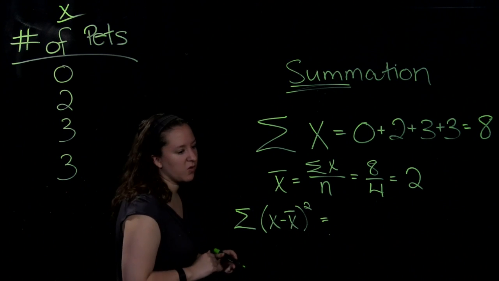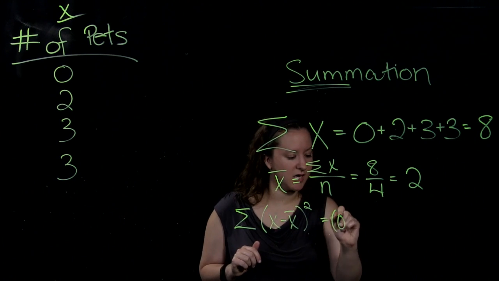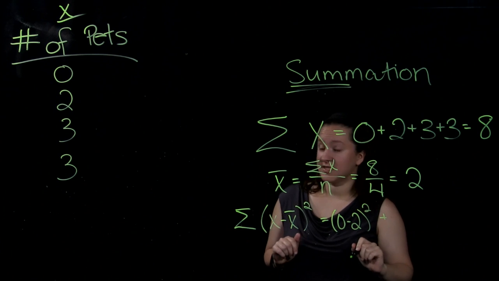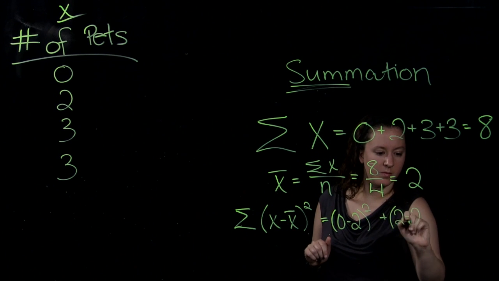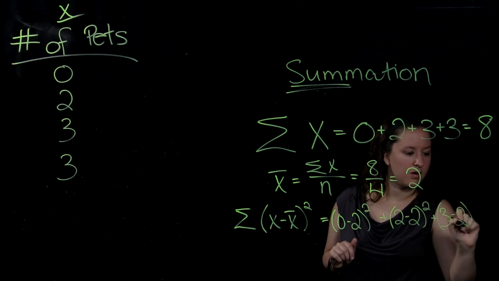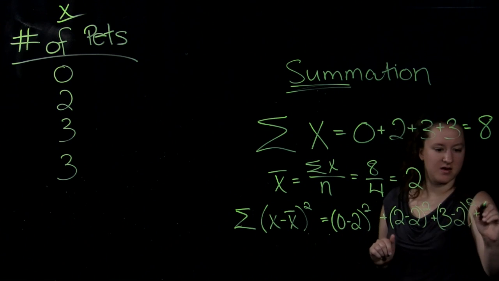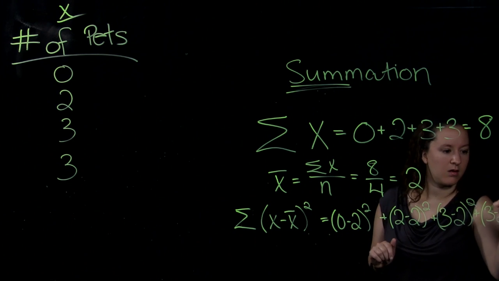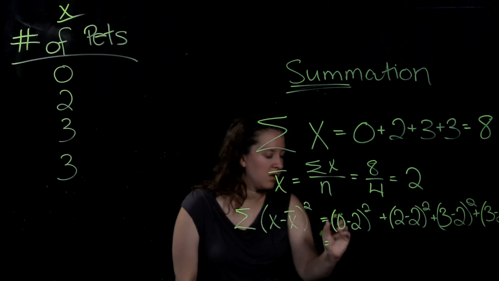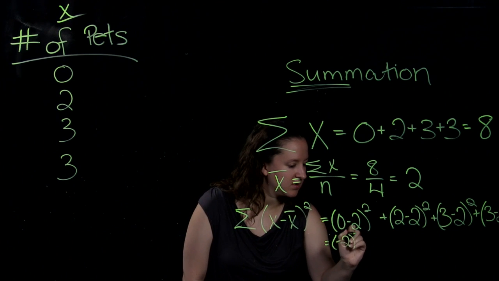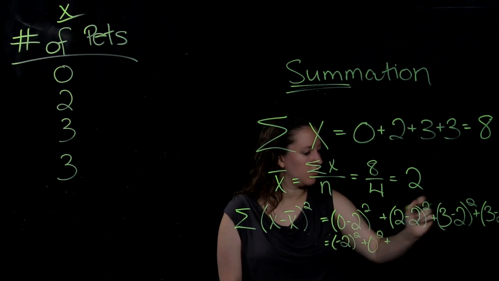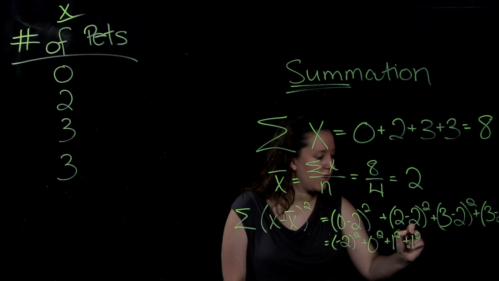So this formula is equivalent to each score, so 0 minus 2 squared. And then the second person was 2 minus 2 squared. The third student, and the fourth student. So first we do what's in the parentheses. We're going to have negative 2 squared plus 0 squared plus 1 squared and 1 squared.